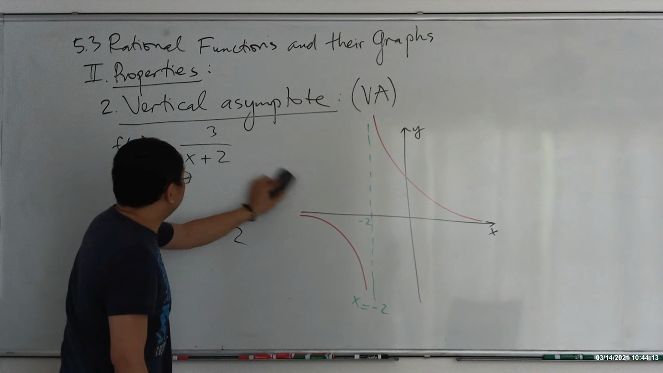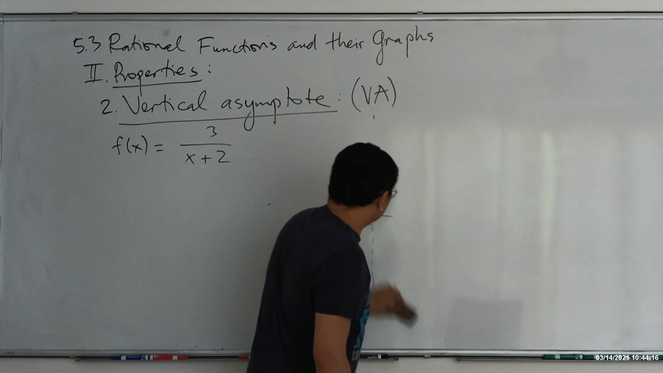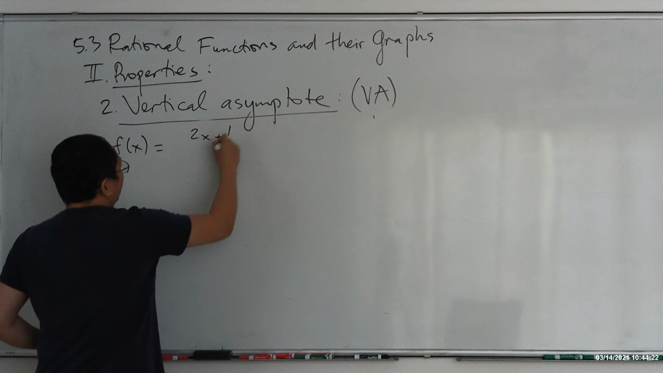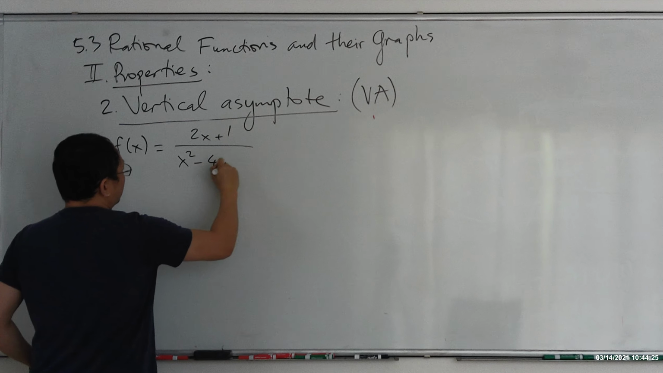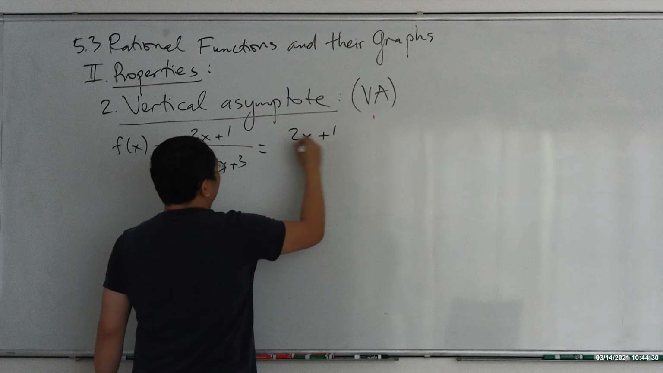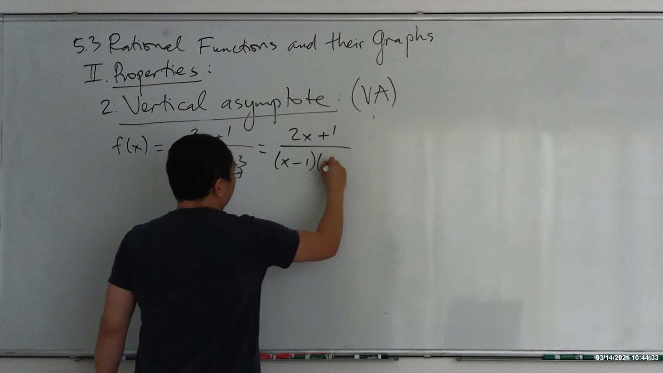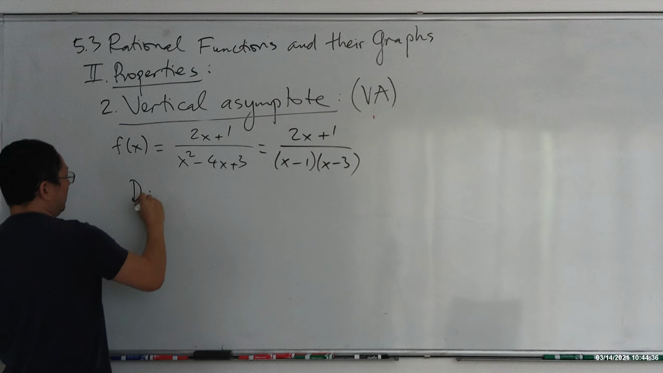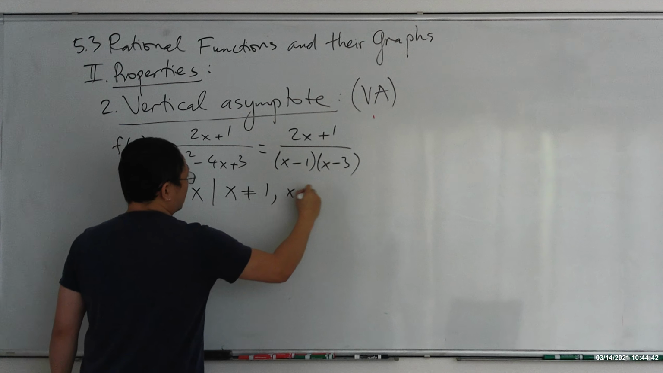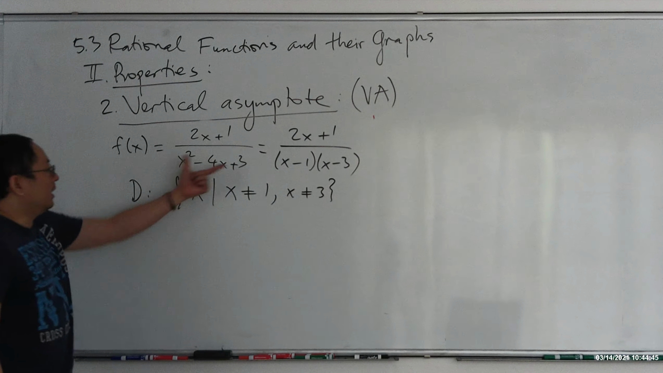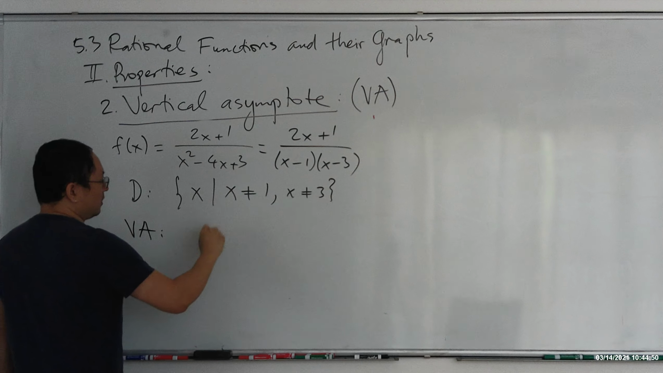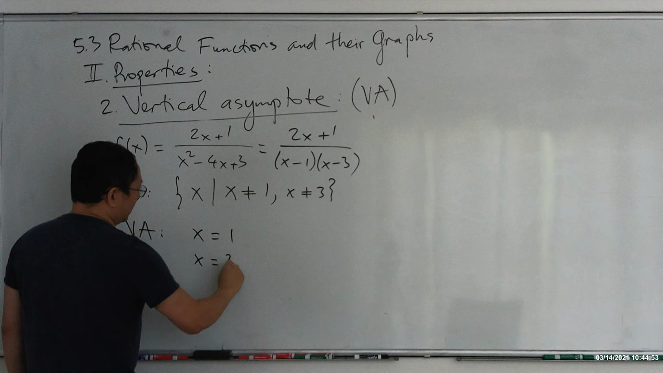Let me give you another example. f of x equal to, say, 2x plus 1 over x squared minus 4x plus 3, the same example that we had before. And then I'm going to factor this: 2x plus 1 on top over x minus 1 times x minus 3. The domain, as we learned before, is all real numbers x, x not equal to 1, x not equal to 3. And guess what? In this rational function, you are going to see two vertical asymptotes, x equal to 1 and x equal to 3.